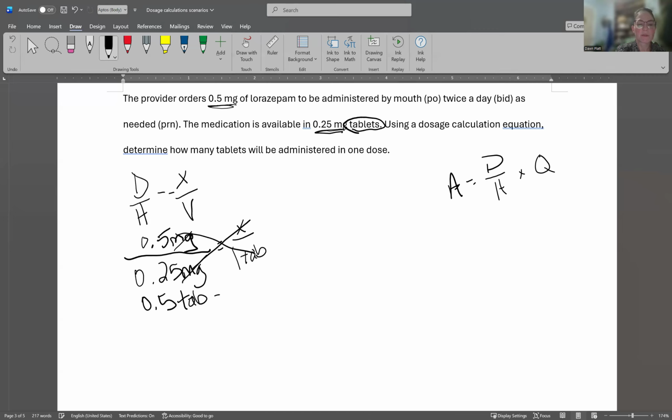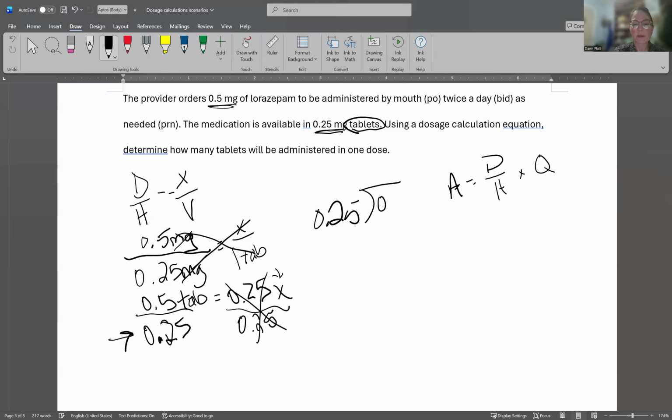equals 0.25 X. Remember, we have to get X by itself on the right side of the equation. So we're going to divide by 0.25 on each side. This crosses each other out, and then we can do the equation. So remember, the bottom number in your fraction goes on the outside of the division problem. So 0.25 into 0.5.